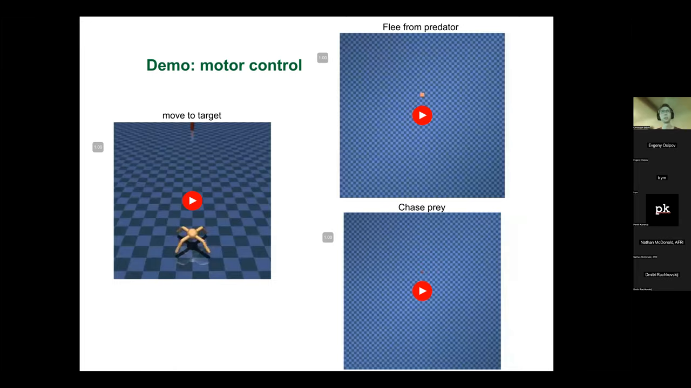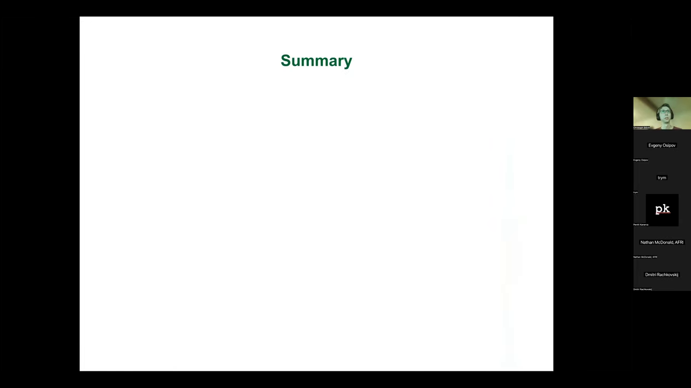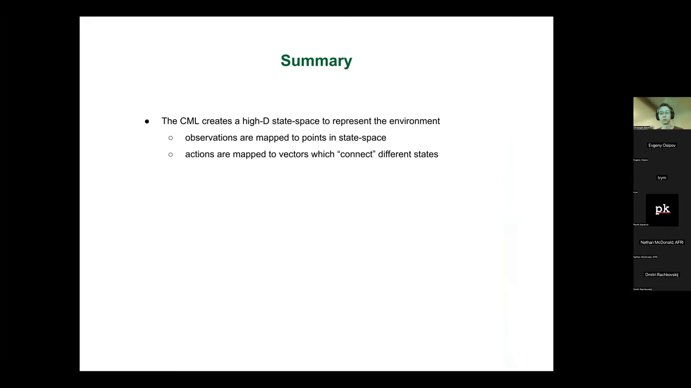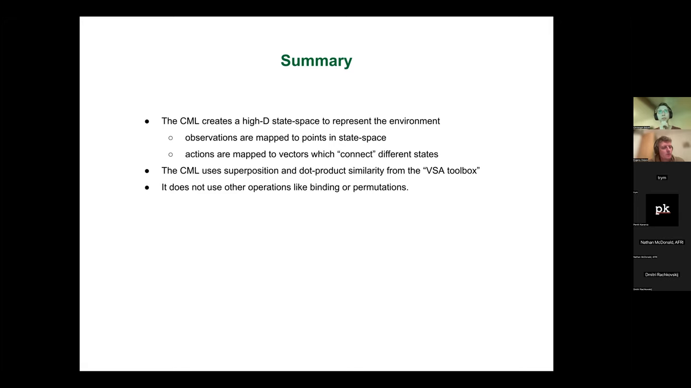Okay, and with that, let me summarize. So the CML really creates this high-dimensional state space, which represents the environment that it's in, and observations are mapped to points in the state space, while actions are mapped to vectors which correspond to movement in state space. So basically, these vectors connect different points and different states. And the CML uses superposition and dot product similarity, which are two important VSA tools for computing with high-dimensional vectors. It does, however, not really use something like a binding operation or permutations. And it might be interesting to think about whether these operations could be added and whether they would bring some benefits. But right now they're not included.